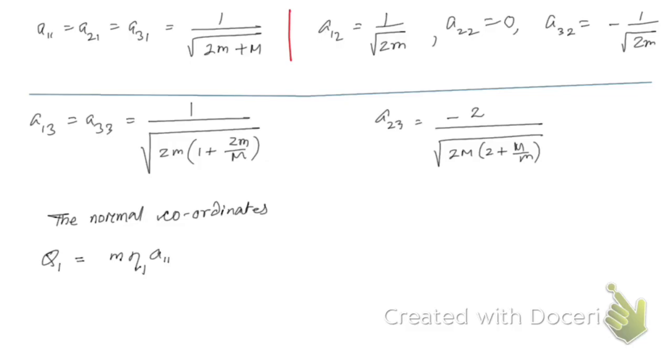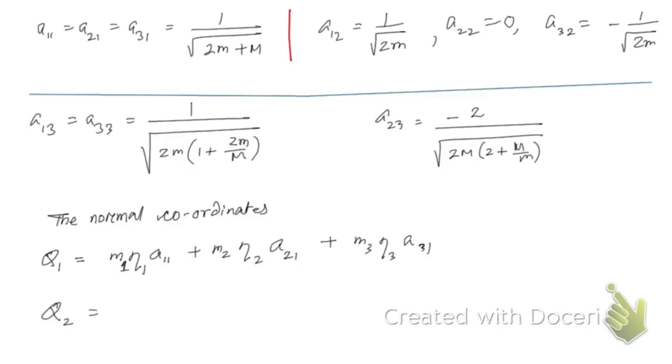First you need to write a11, then actually let me write here m1 eta 1 a21, then plus m3 eta 3 a31. So in the next equation, it will be of this form.